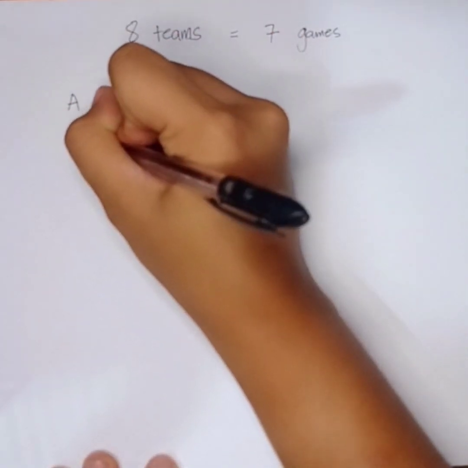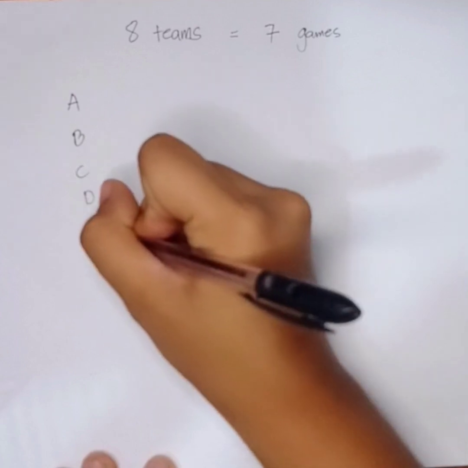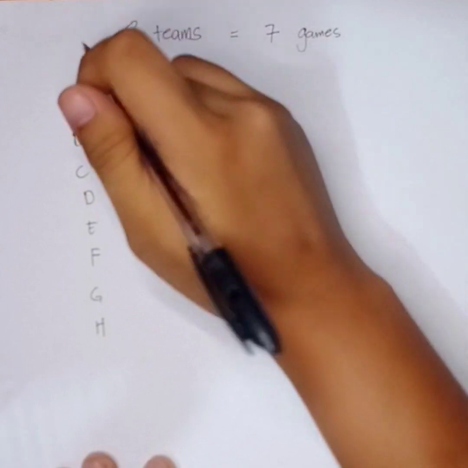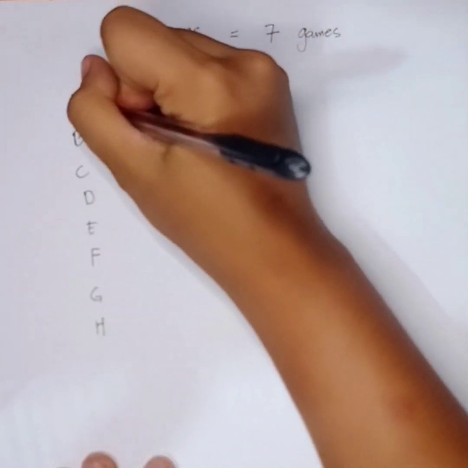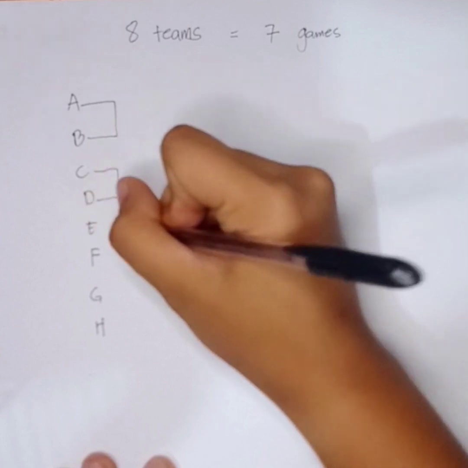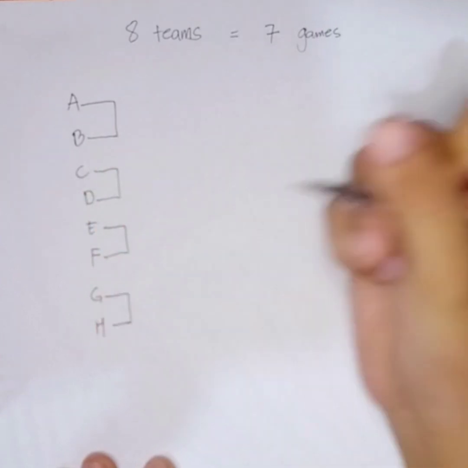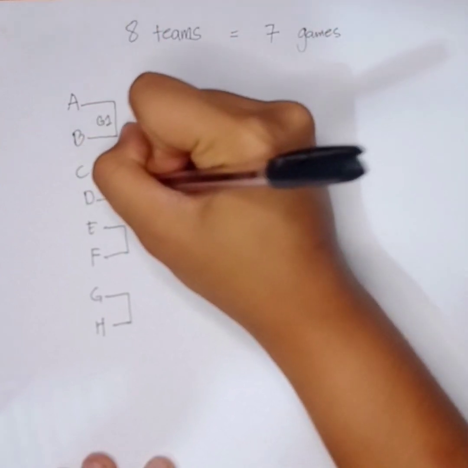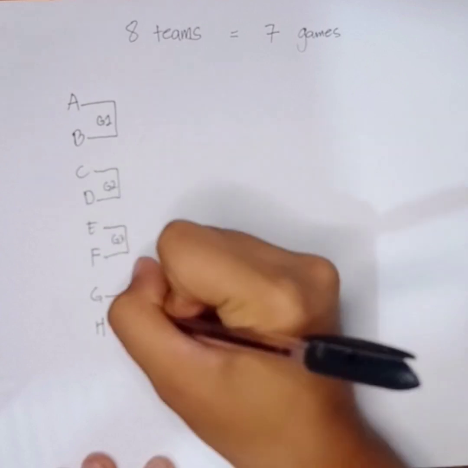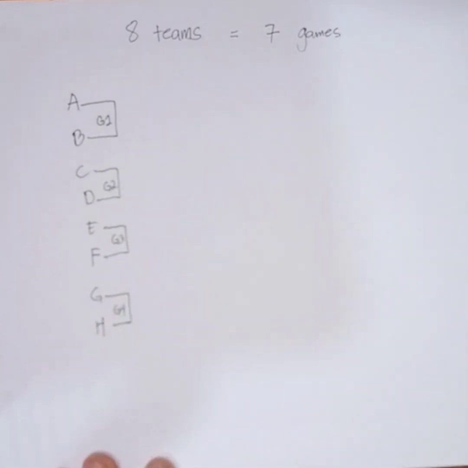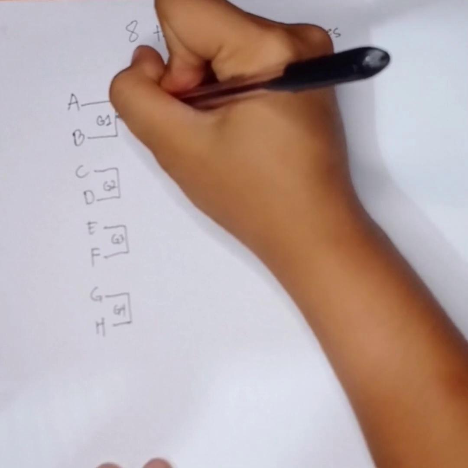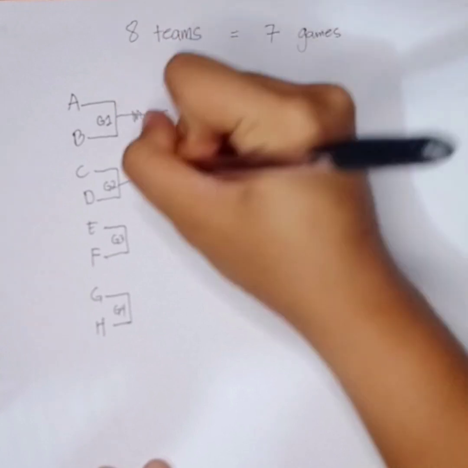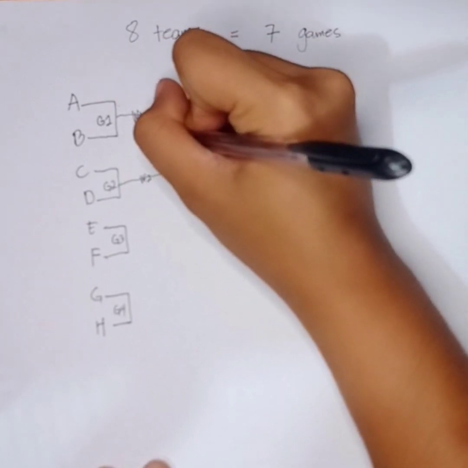Okay, let's write the teams first. We have A, B, C, D, E, F, G, H. Okay, now we have 8 teams. Okay, let's start the first group of games. We have game 1, game 2, game 3, and game 4. Okay, take note of the number of our games. So in every game, we have to draw a line that indicates the winner. So in game 1, we should write winner 1. Game 2, we should write winner 2.